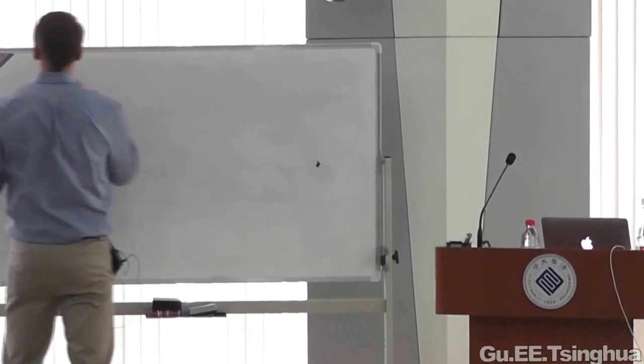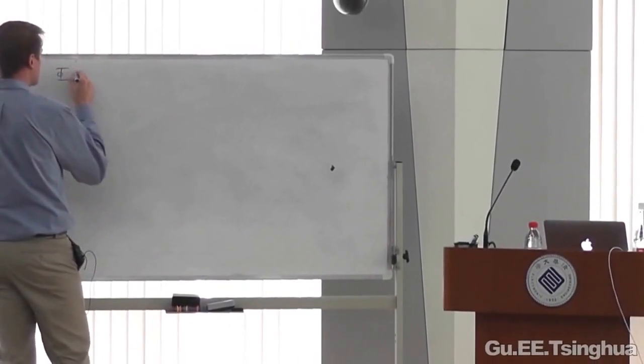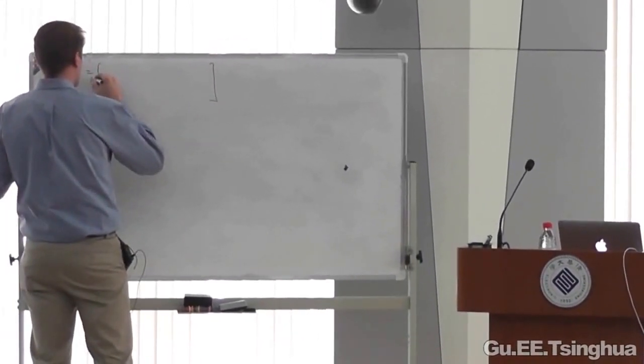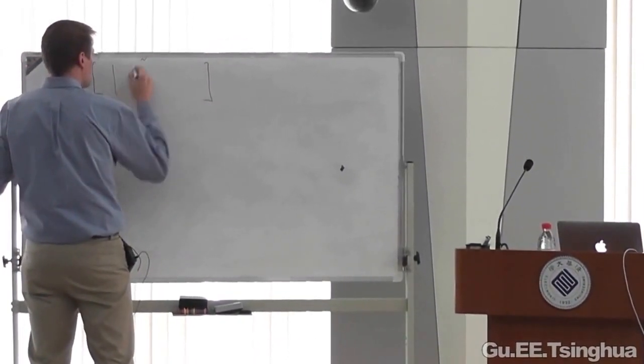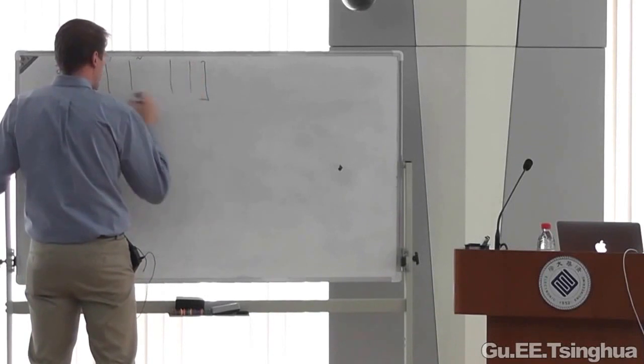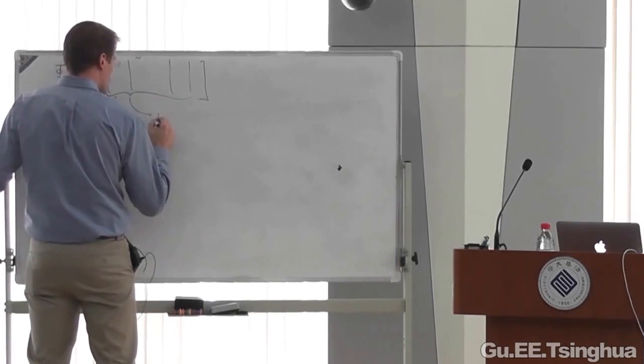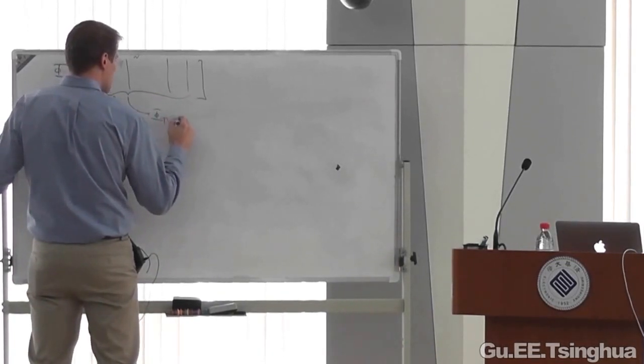So here's what you do. Here's your matrix phi, some m by n matrix. And then you have your set gamma. I pull these columns out to make the set phi gamma.